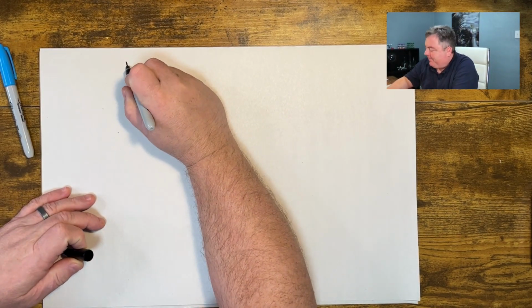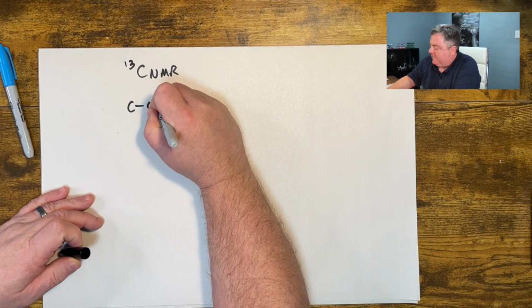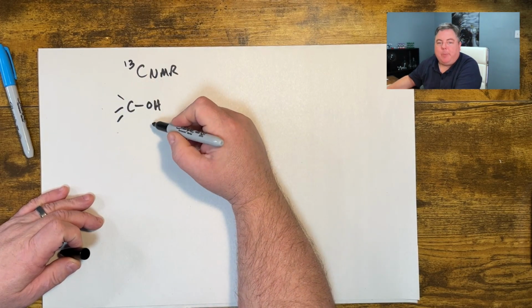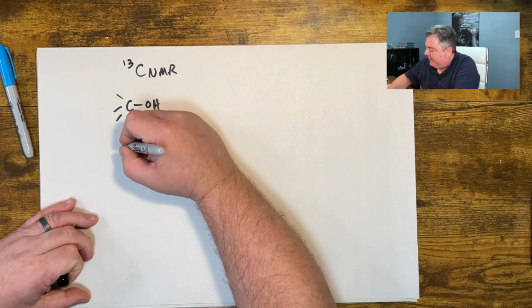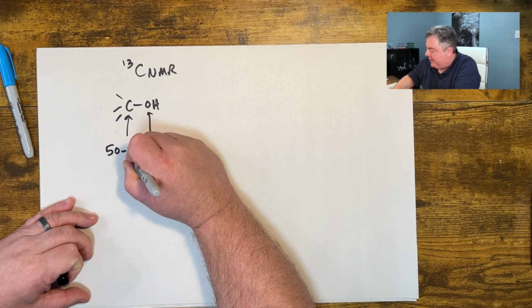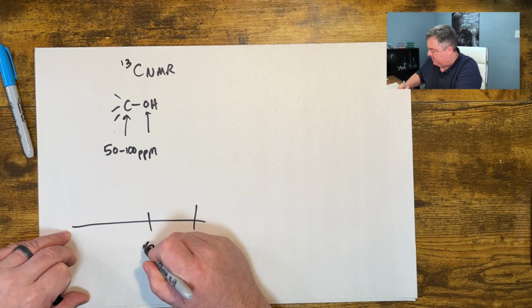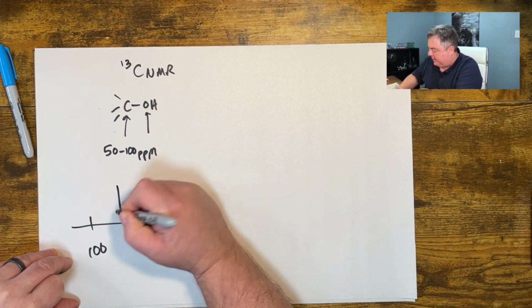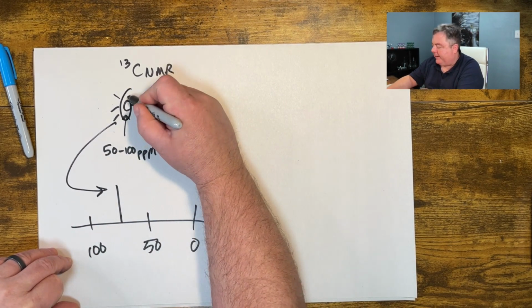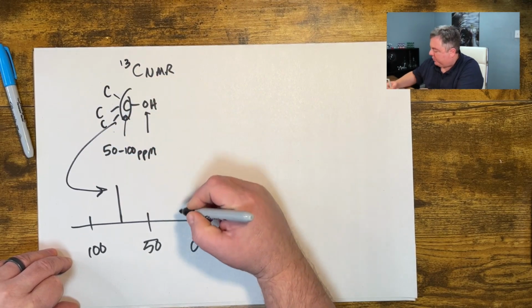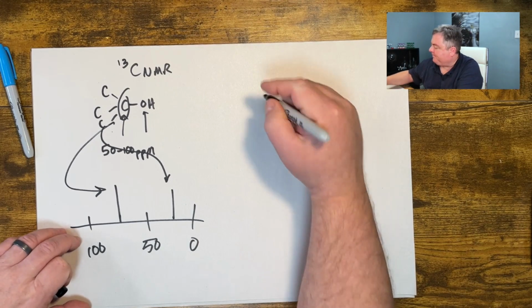In the NMR, let's look at the carbon NMR first. Carbon atoms that show up next door to something special like the oxygen in an alcohol show up between 50 and 100 parts per million. So if you see a peak in the carbon NMR somewhere between 50 and 100, that indicates this carbon. Any carbon that's farther away tends to be 0 to 50 in the carbon NMR.